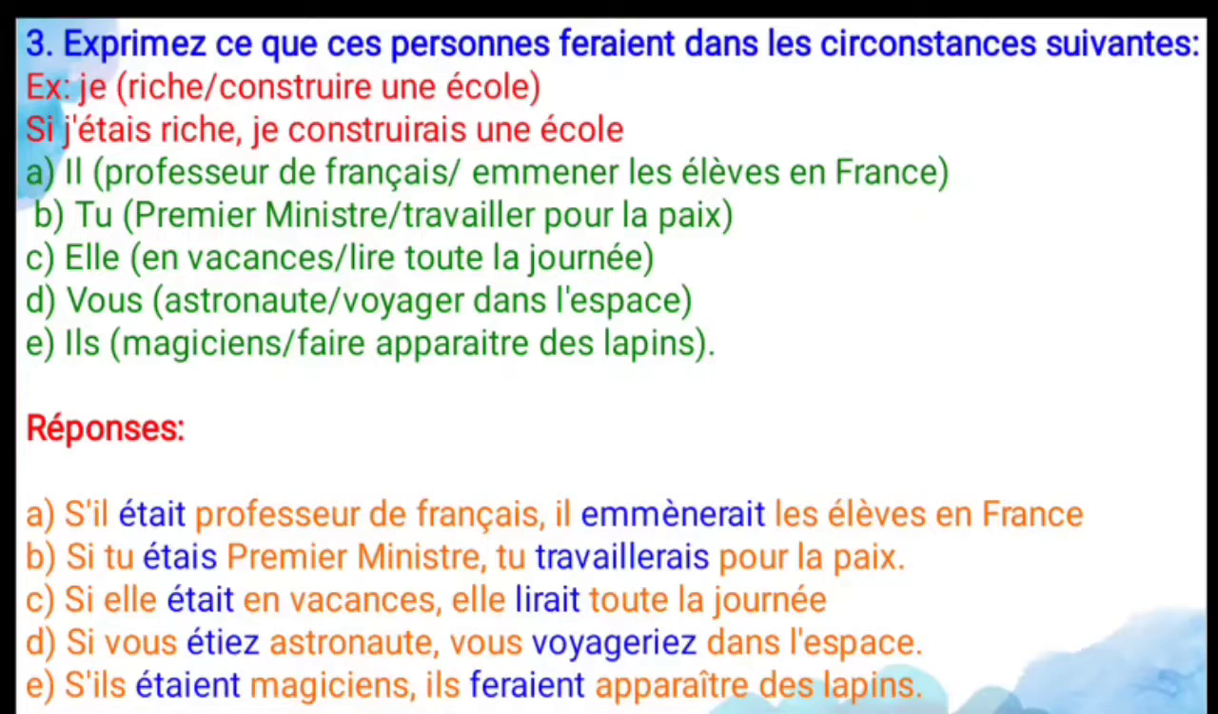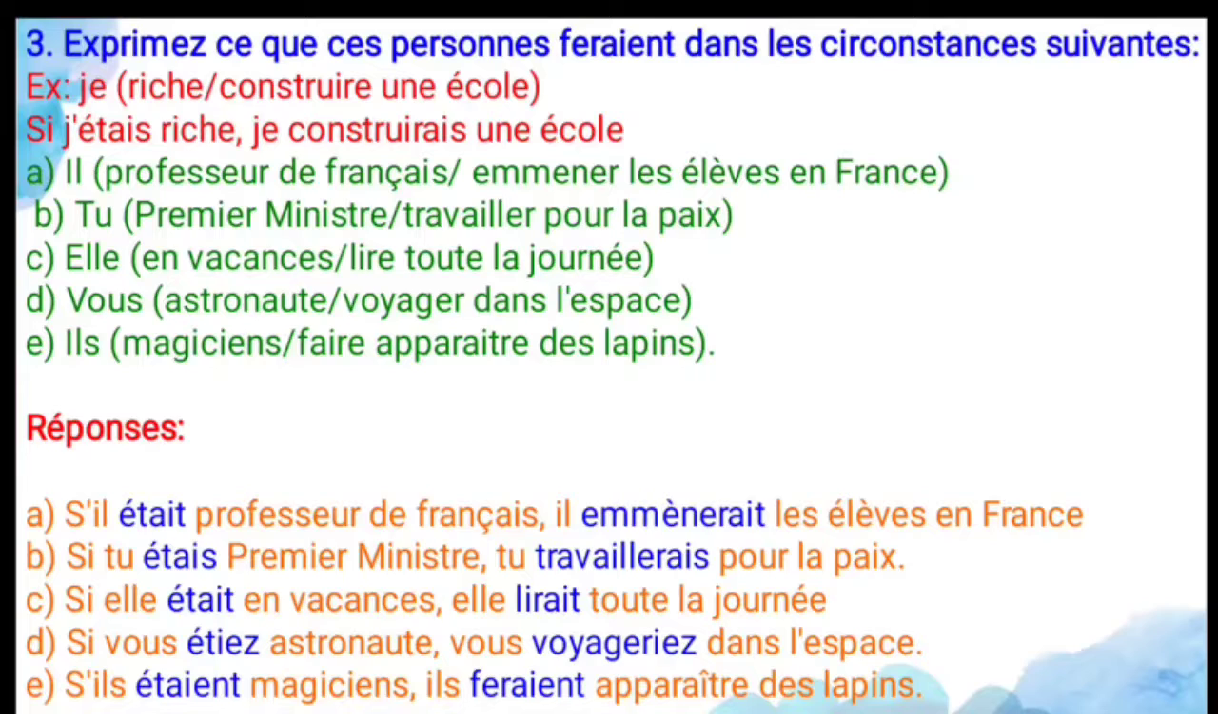See, first one is see the example. Je as a subject. Before that you have to use the si clause, that is si, if. Si j'étais, je as a subject, and étais, it's the verb être conjugation in imperfect tense. Riche, so if I was rich, and je construirais une école, so I would construct a school. See, here the verb is construire. Construire means to construct. You have to remove the e and add the endings for conditional present, that is ais. So next, let us move to the exercise.